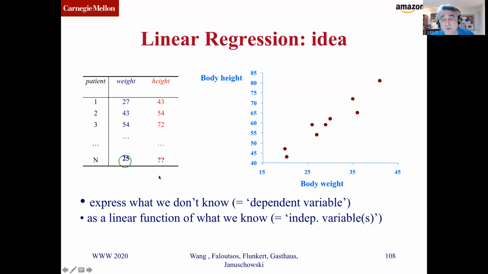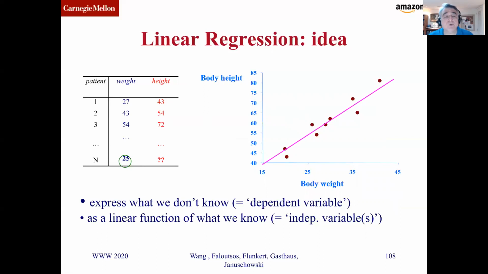The idea is to assume linear correlation between body height and body weight. Using statistical terminology, what we know is the independent variable, in blue. What we want to guess is the dependent variable, in red. Linear regression says we should fit a line on those points. Every point is a patient with body height and body weight.